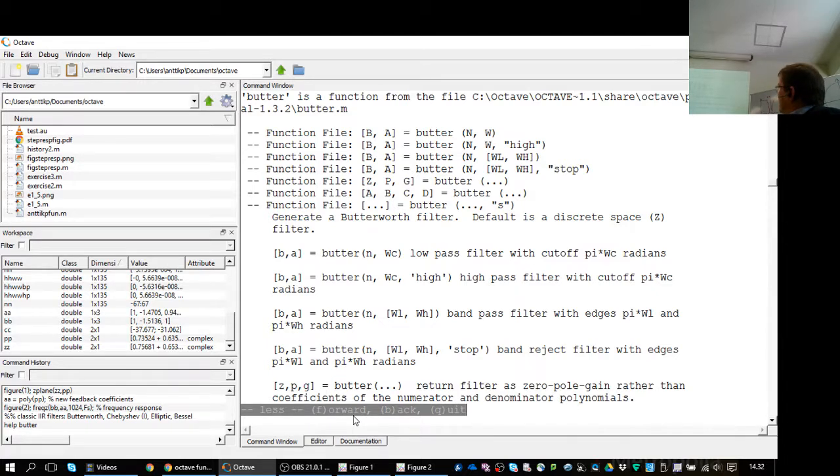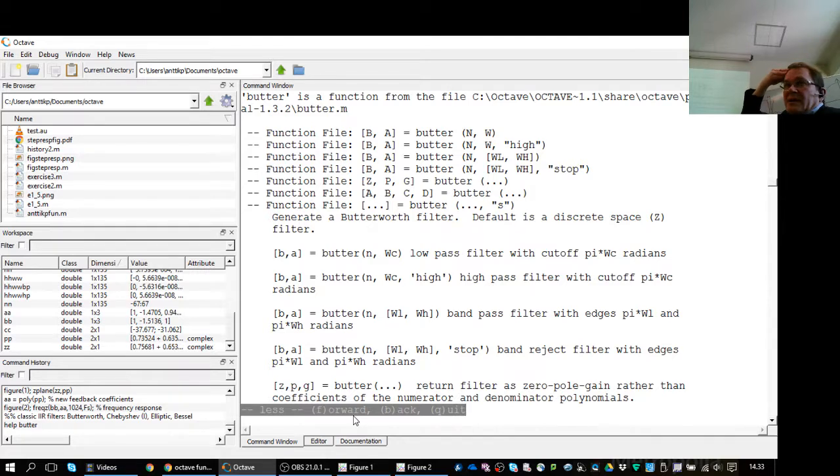Default is a discrete-time filter. That's nice. You can also design continuous-time filters, so analog filters. A little bit heavy tool for that. There are much better tools online, for example. But anyways, it takes the order number n, and then the cutoff is actually pi times omega radians.